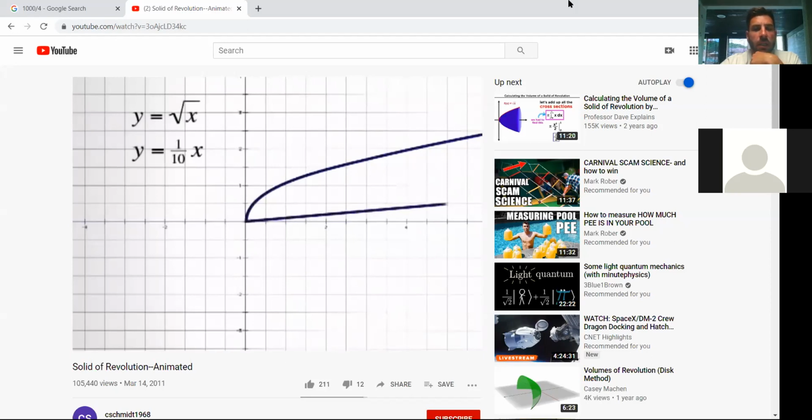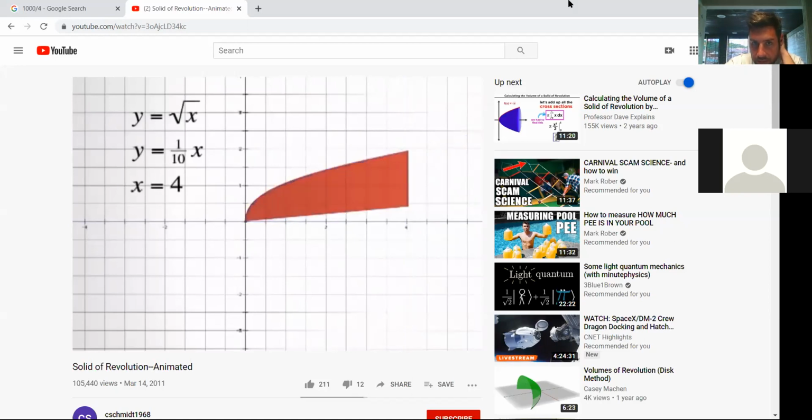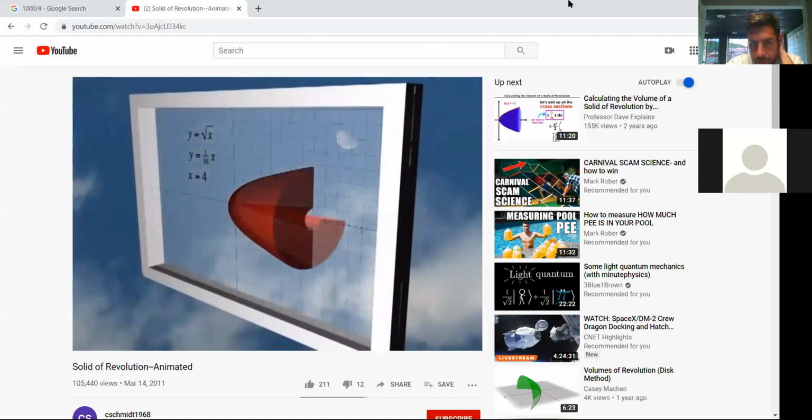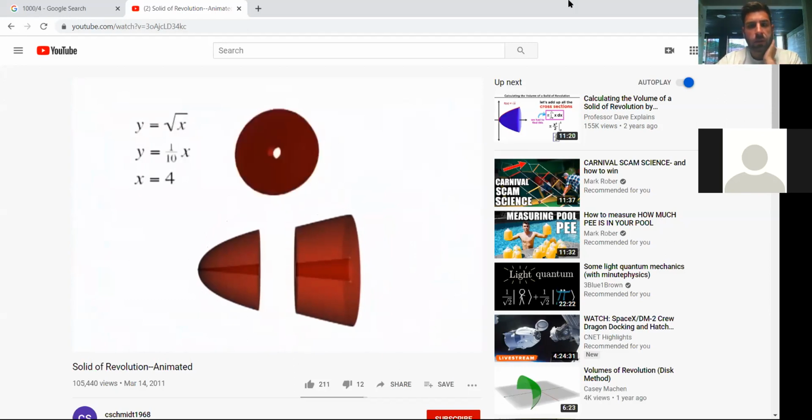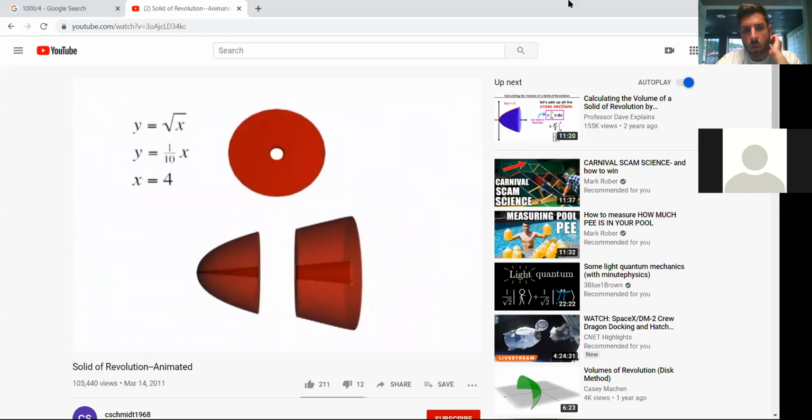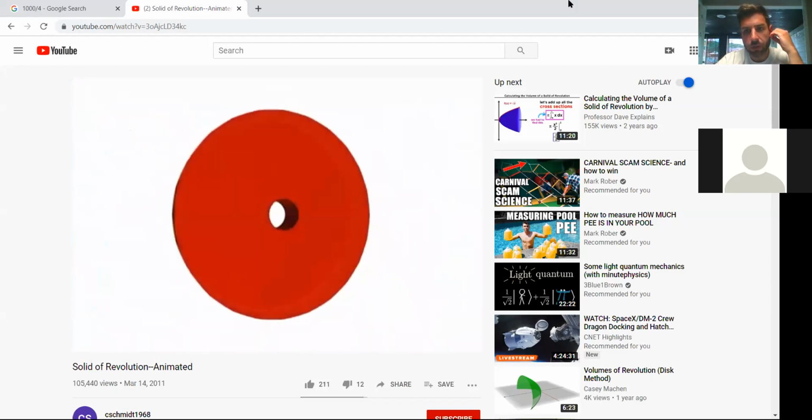And then they use the line 1/10 of x. So their region's slightly different, but the idea is the same. And when you rotate, you get this hollowed out cone in the middle. So that's very much what our shape looks like. And when I say the slice is the cross section, you see there's a hole in the cross section. So we often call this in the English language a washer, or at least it resembles a washer.